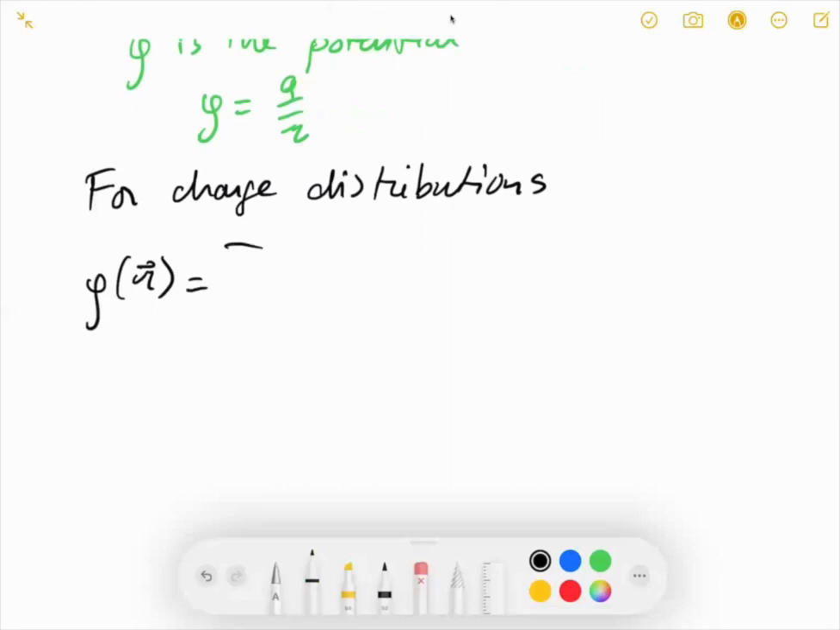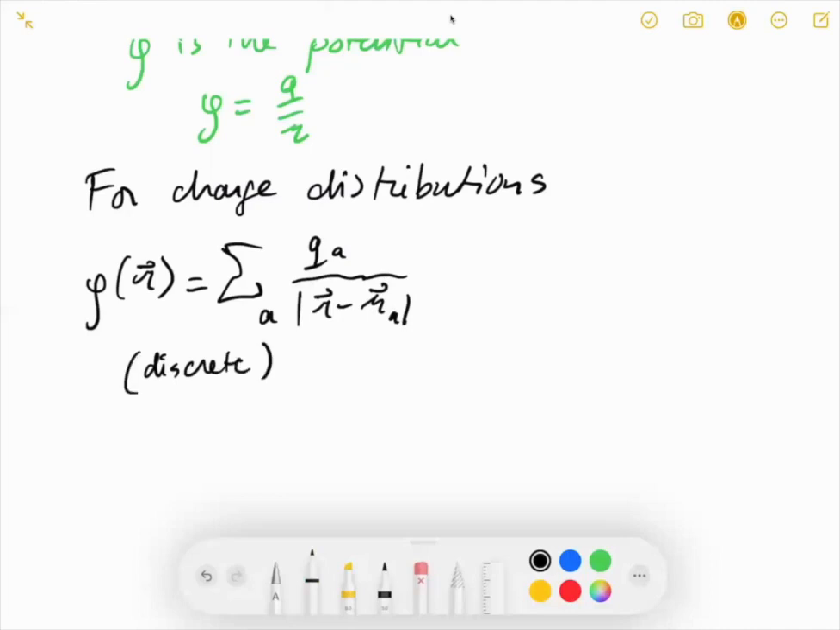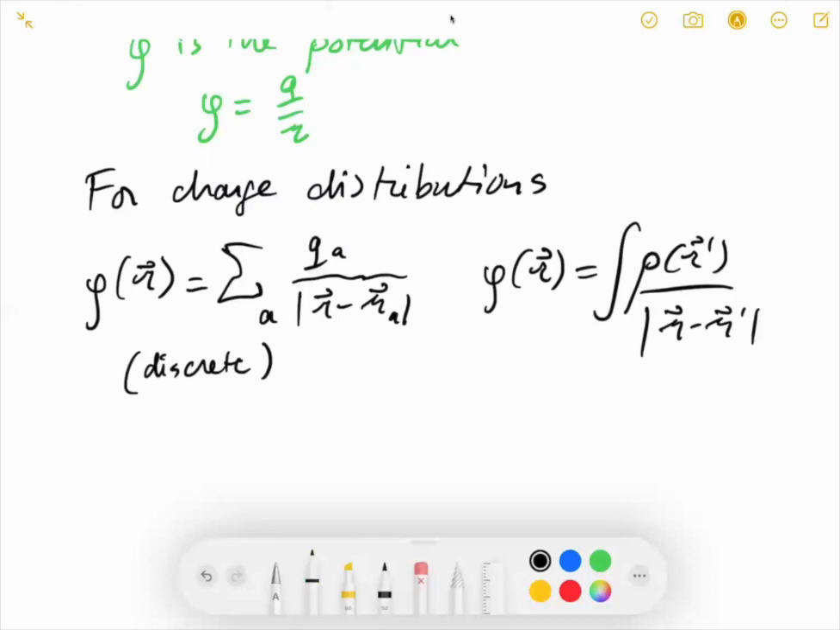If it's a set of point charges that you want to evaluate your potential of, you gotta find out where all of them are and then just divide by the distance. So this is R minus R_A distance. So this is for discrete. And of course, it's an integral of rho of R prime over R minus R prime, d3x. So this is a volume integral, meaning you integrate over all of space.